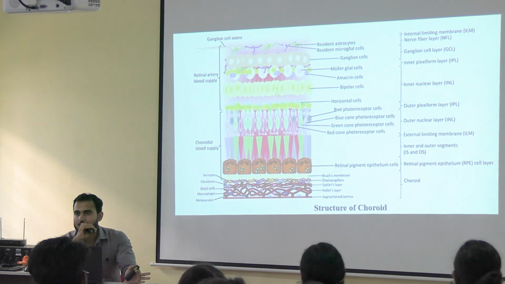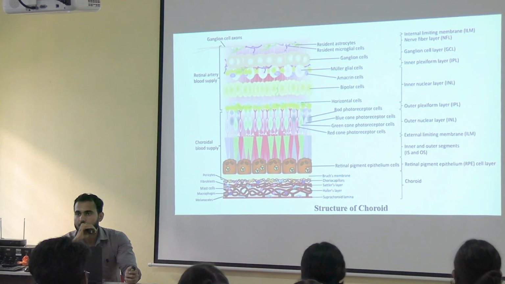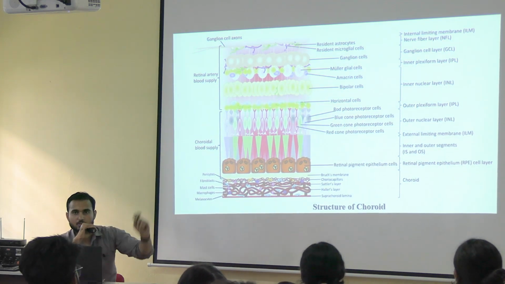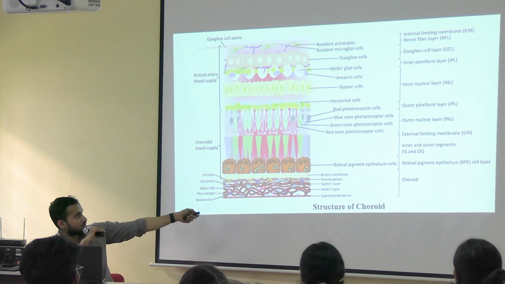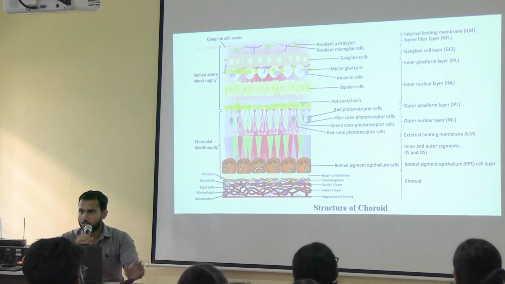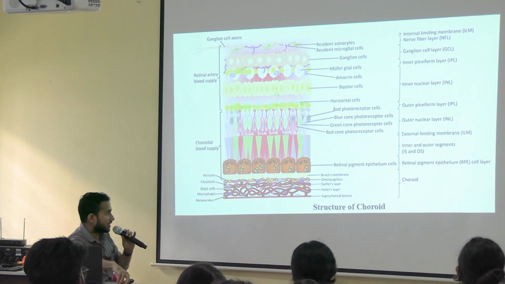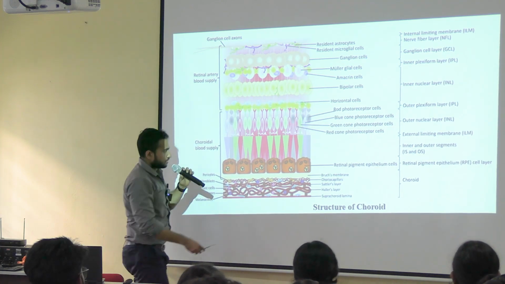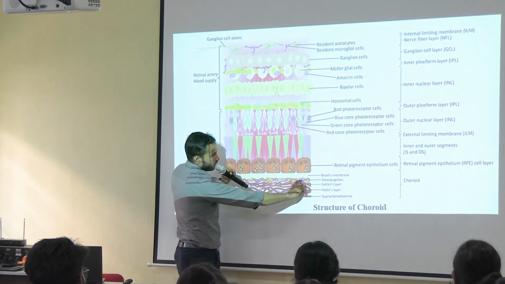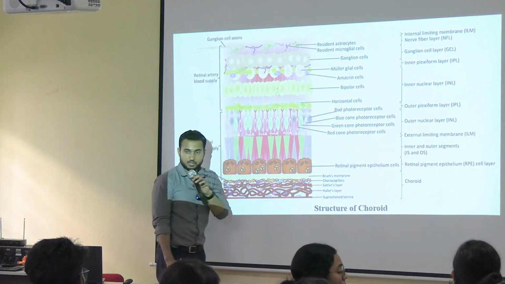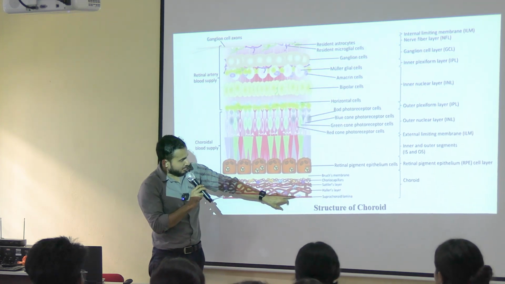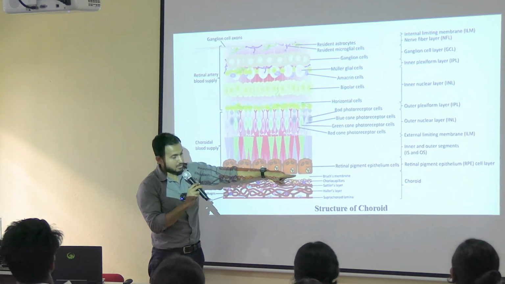What you can see in this diagram: the upper part is the retina, which we'll discuss next week. I am asking you to see this part. Can you see the choroid? Yes. So you can see the different layers of the choroid. First of all, the suprachoroidal lamina, then this is the choroid proper, and then this is the Bruch membrane. Three layers are there in the choroid, right?